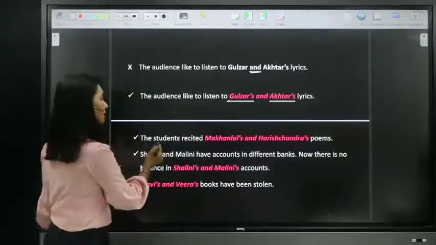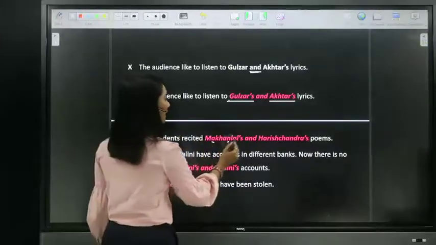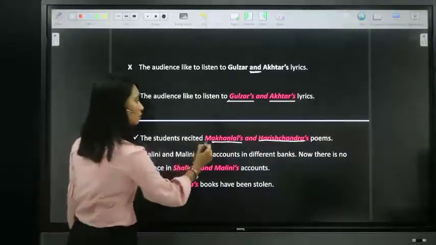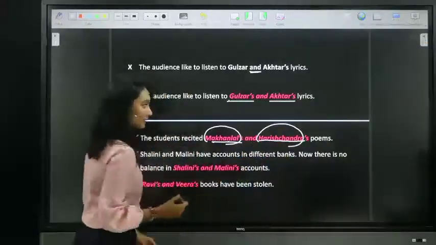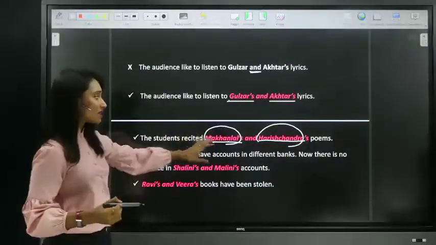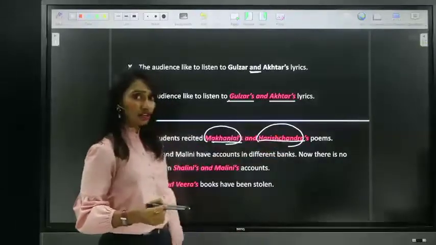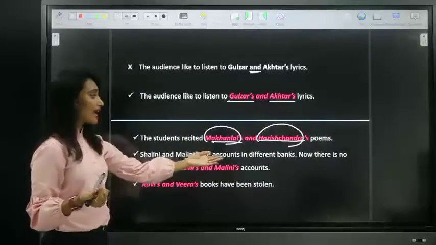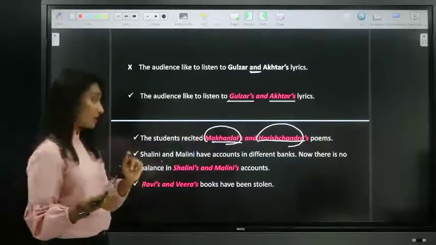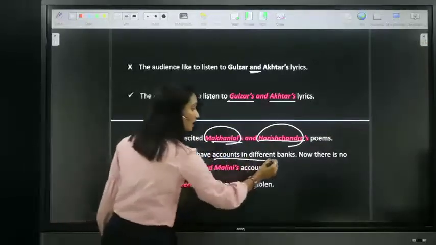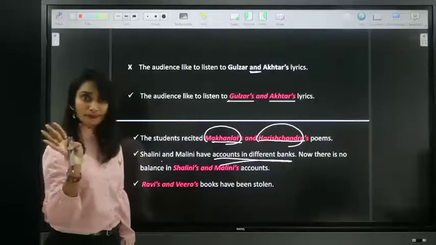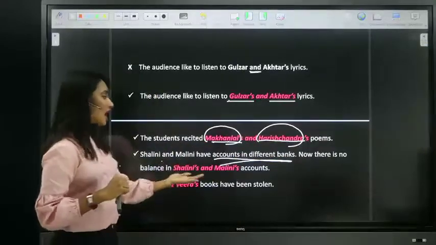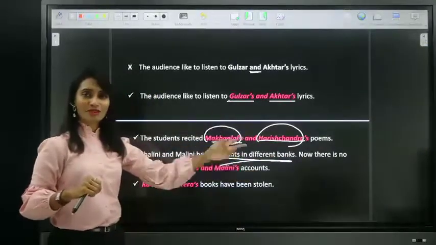Look at some more examples. The students recited Makhanlal's and Harish Chandra's poems. Both are poets, right? So, you know Mr. Harish Chandra and Mr. Makhanlal, both are poets. So, the students recited Makhanlal's and Harish Chandra's poems. Two poets, different poetry. Shalini and Malini have accounts in different banks. Remember, here we are talking about accounts in different banks. That means, is it a single account? Resultant is two different. Now, there is no balance in Shalini's and Malini's accounts because two different accounts.